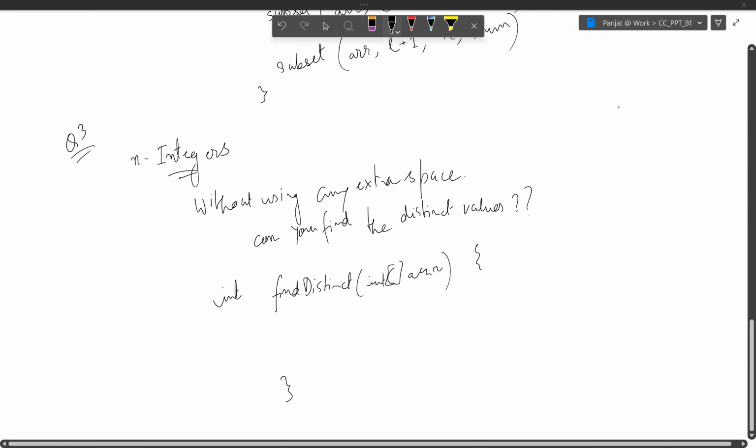You are given n integers in an array. You have to find out what the distinct elements are. Okay, that means there is repetition. You have to find out the number of elements which occur only once, and you have to do that without using any extra space. So how would you go about it?